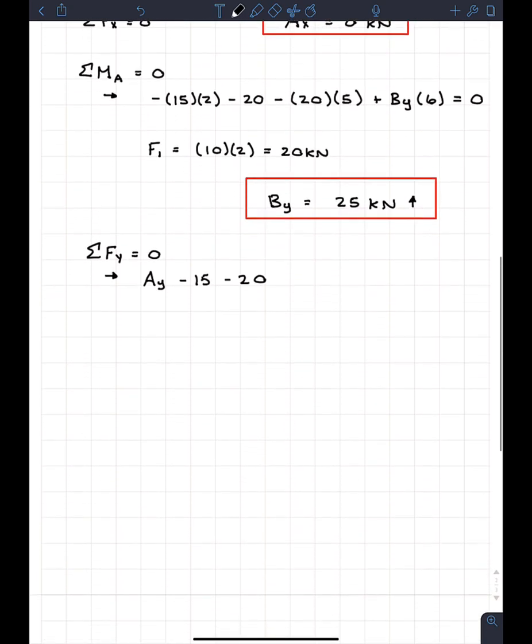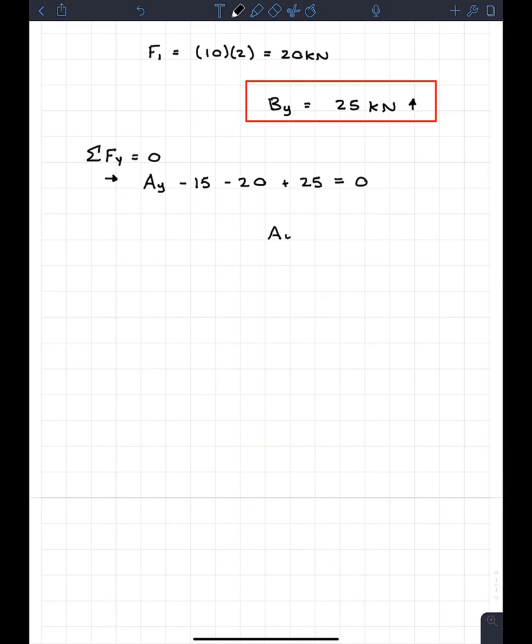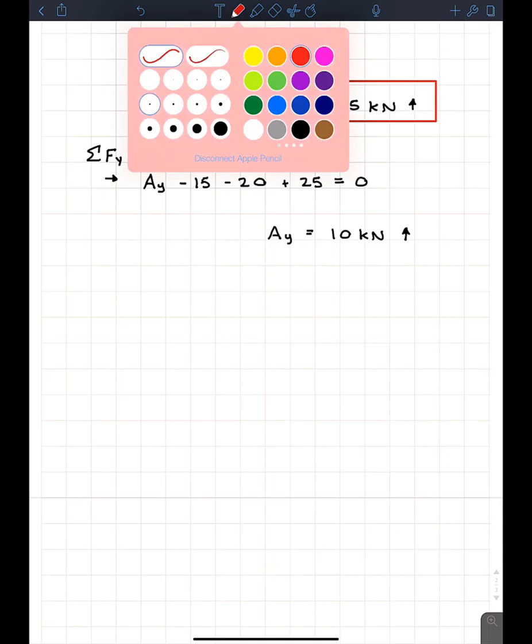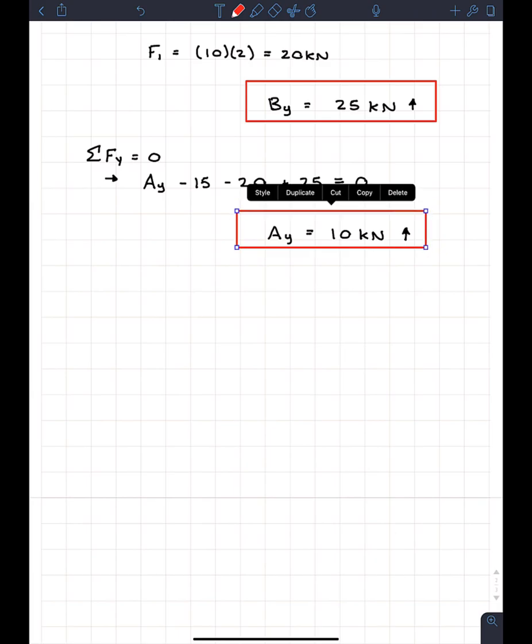And finally, at the very end of the beam, we got BY going upwards, but we know that BY is 25 kilonewtons. So we're just going to go plus 25. So this 25, well, that's just BY. And of course, everything is equal to 0. Our only unknown in this equation is AY. So we can solve, and we get AY is equal to 10 kilonewtons upwards, like this. Perfect. So what I'm going to do is I'm just going to highlight it because it's a final answer, or box it, highlight it, one of the two. As long as you make it very clear that that's your answer, you're good to go.